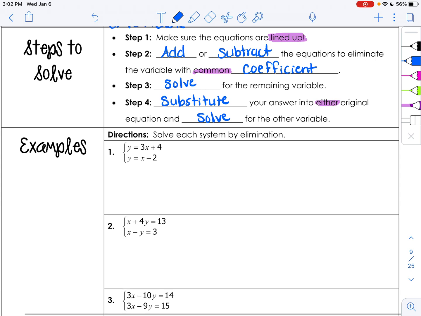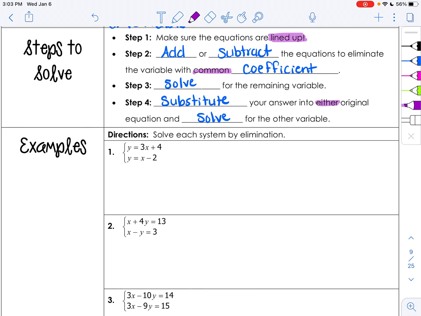Number 1, we want to make sure in step 1 that our equations are lined up. What this means is that we want the terms that have a y to be right underneath each other, the terms that have x's to be lined up with each other, and our constant terms to be lined up. And you can see in number 1 that this is the case. Our y terms are here. We have our x terms, even though they're different, they're still lined up. And even though our constants are different, they're still lined up also. So once we have everything lined up, we can move on to step 2.